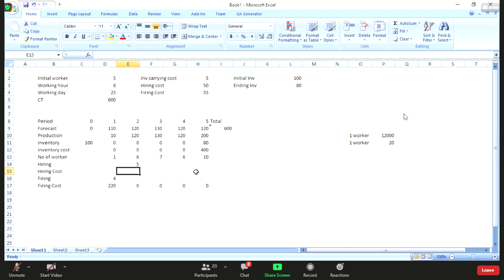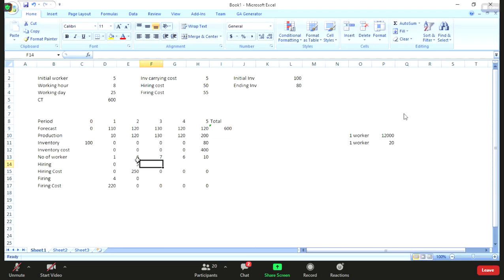Yeah, and the hiring cost will be the number of hired workers times the hiring cost, which is 50. Then we can lock it. Then we got 250, right? We just copy to the right and also to the left in order to have a complete matrix. And then, if we have firing, of course we have no hiring. If we have hiring, of course we have no firing. Okay, so done.